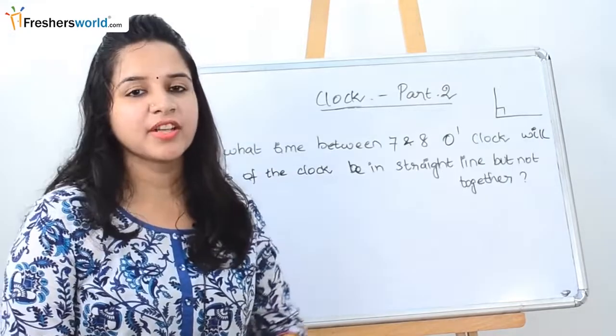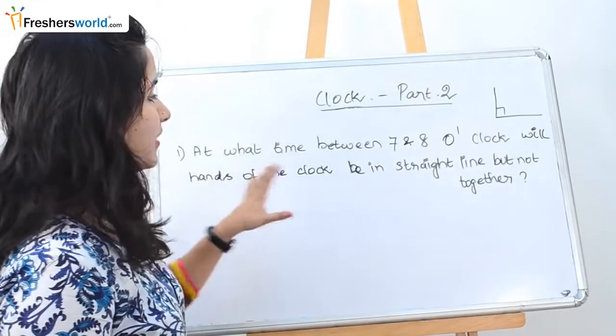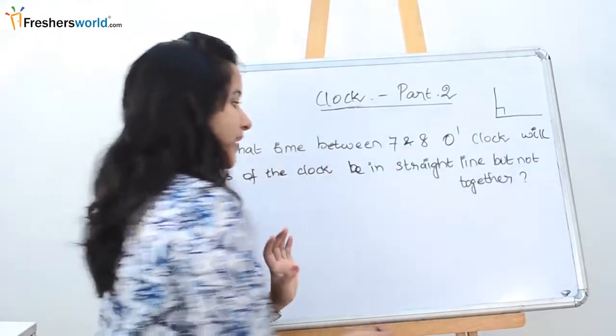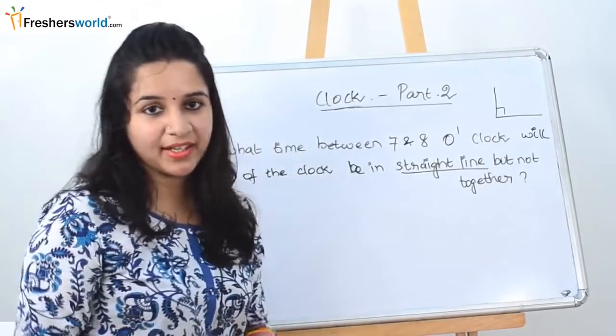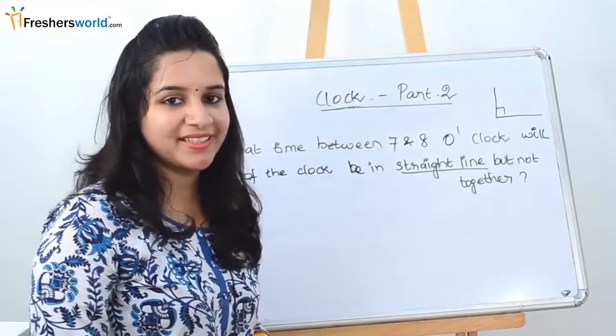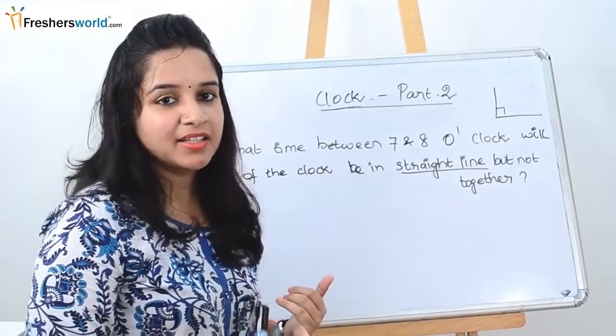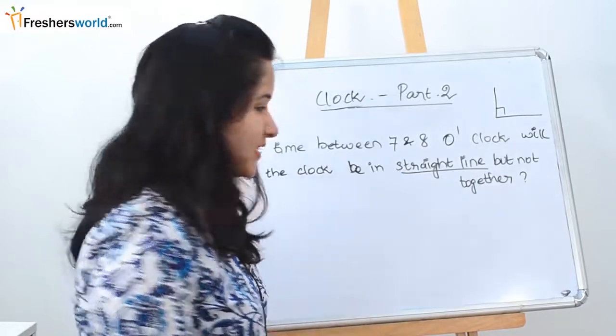Let's solve another sum. So the next question that they have asked is, at what time between 7 and 8 o'clock will the hands of the clock be in a straight line but not together? So similarly, what does straight line mean? Straight line means it's 180 degrees. They will either say straight line or say they are opposite each other. These are various ways in which they will ask it.